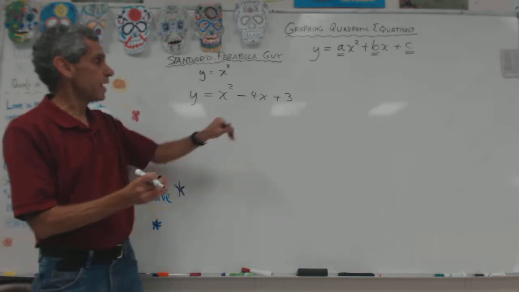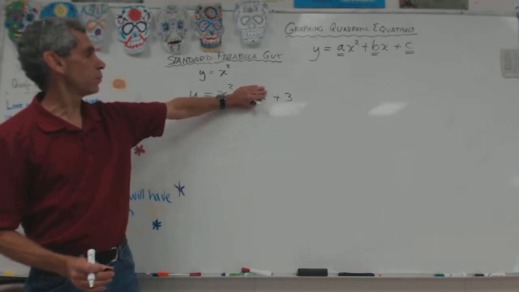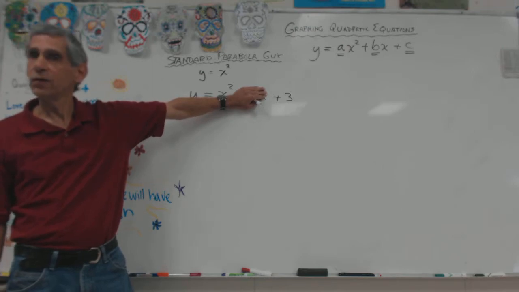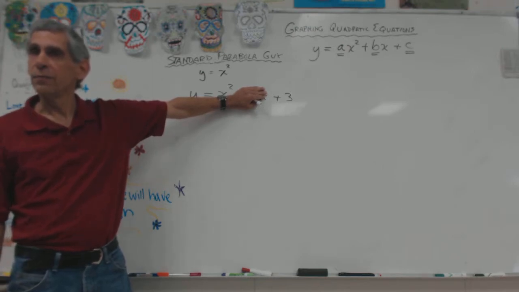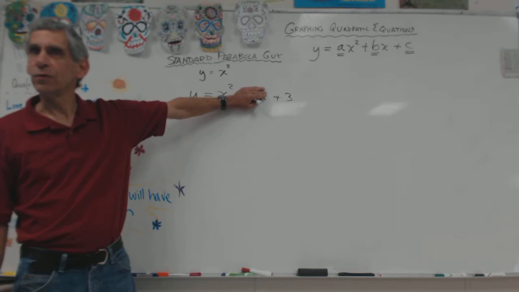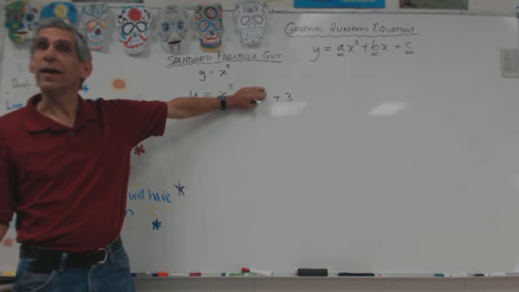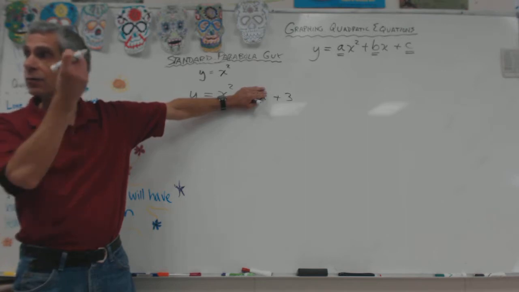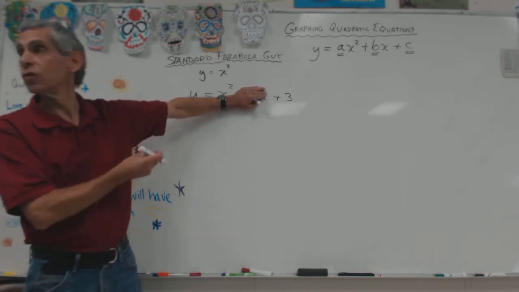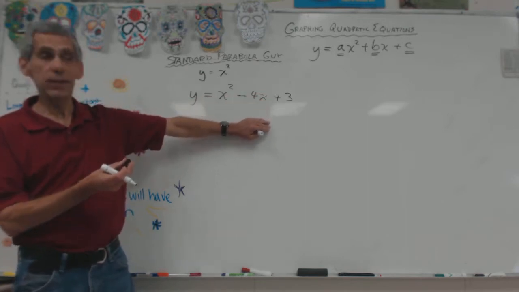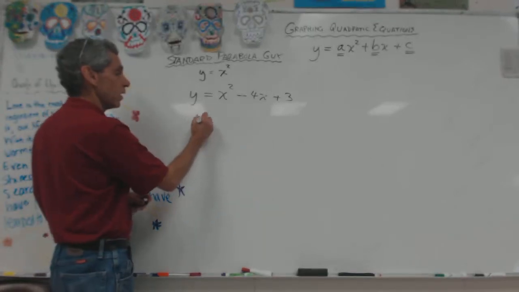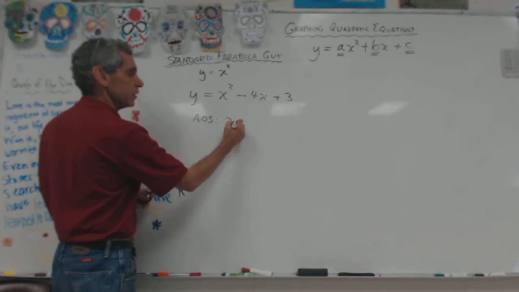Yeah. So if it didn't have a b, if it was just x squared plus 3, I wouldn't have to use my axis of symmetry formula, because what would be my axis of symmetry? My y axis would be my axis of symmetry if there's no b. But when there's a b, I have to use my axis of symmetry formula, AOS. What is it? X equals?